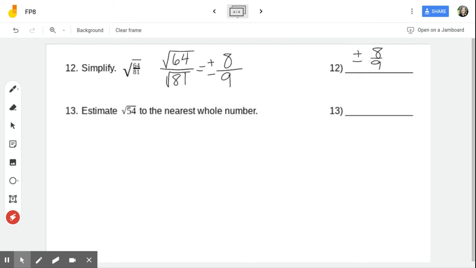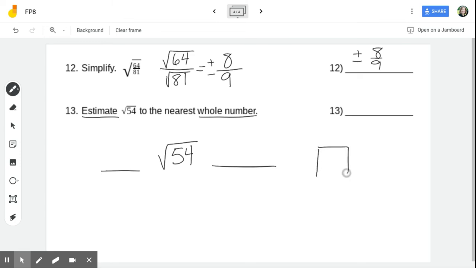Okay, number 13. Last problem I'm going to do, we're going to estimate what the square root of 54 is to the nearest whole number. So I like to plop it down here, and I'm going to try to think of perfect squares that lie on either side of it, because 54 is not a perfect square. In other words, if I built a square, where each side is equivalent and the area is 54, there's nothing I can multiply by itself to get 54. But it's pretty darn close to 64, isn't it? The square root of 64.